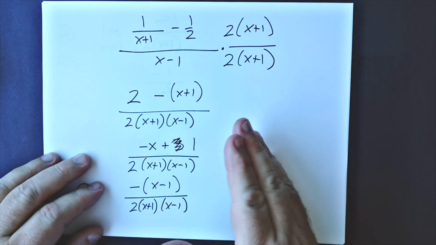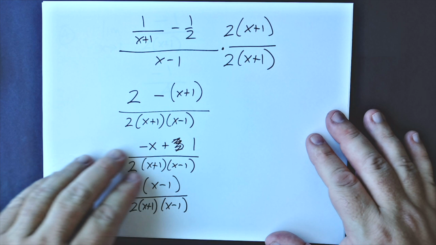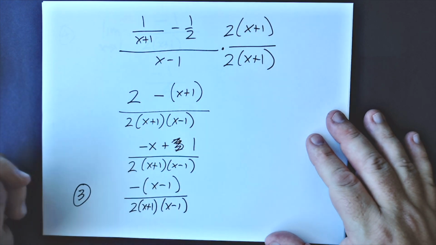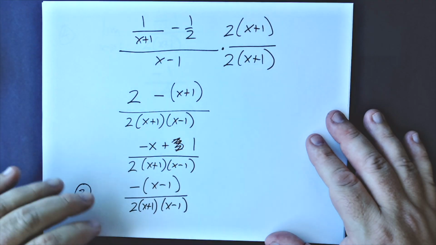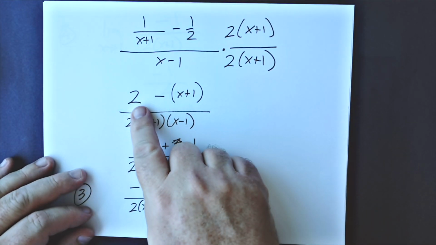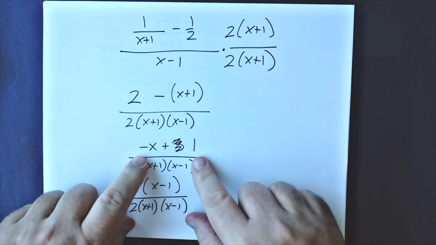The bottom right now, I'm just going to leave alone because, again, we're probably going to have to factor something. So I'm not going to multiply this out. Just leave it there for just a second. Because it wasn't the bottom that was giving us grief. It was the top that was giving us grief. So this is 2 minus x minus 1. So that's negative x plus 1.